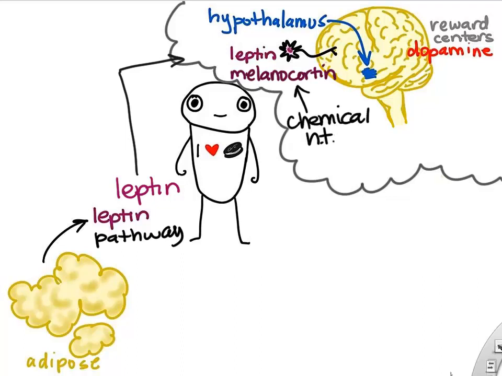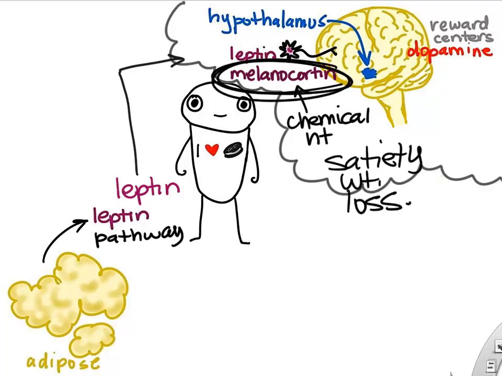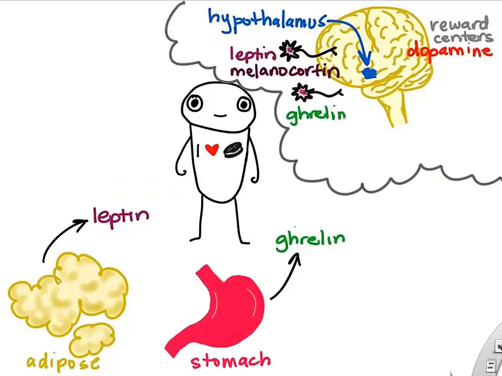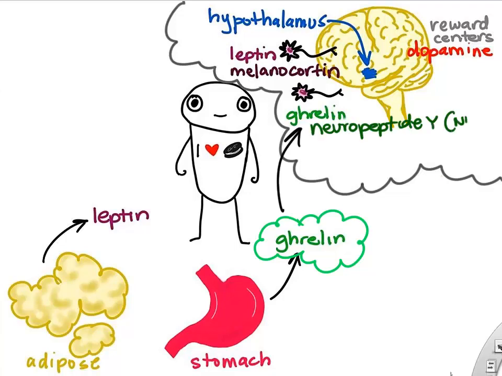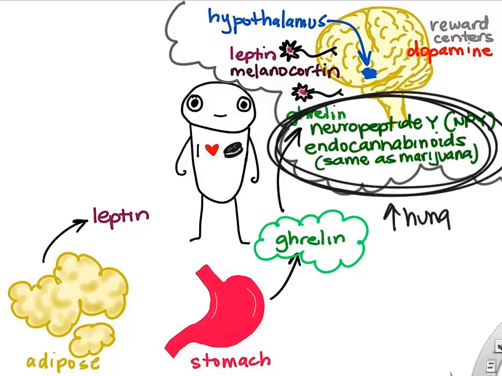So melanocortin then triggers a lot of those effects, such as satiety, not eating as much, and causing weight loss. On the other hand, ghrelin targets a different set of neurons, and those neurons then release brain chemicals such as neuropeptide Y and endocannabinoids. Endocannabinoids are actually the same as the active ingredient in marijuana, called cannabinoids. So these are going to increase your hunger, increase feeding, and lead to weight gain.